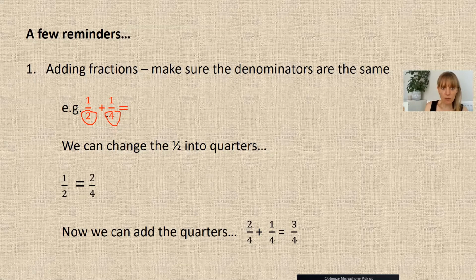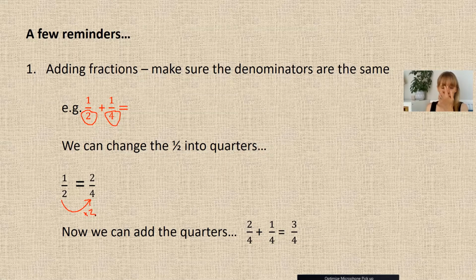So you can see the 2 and the 4 are different. That's where our alarm bells should go off and think, oh, we can't add them because they're different. But we can change 1/2, can't we, into a quarter. So here I've written it again. So I think, well, I can actually make them the same, because what I can do to a 1/2 is multiply that by 2 and it changes it into quarters.